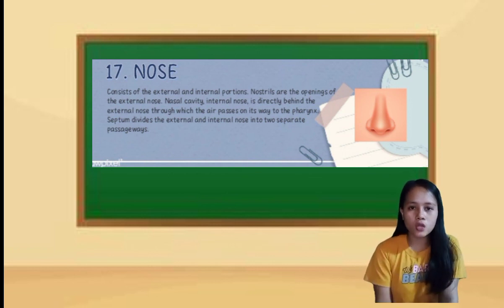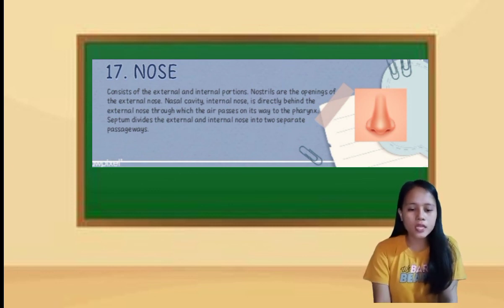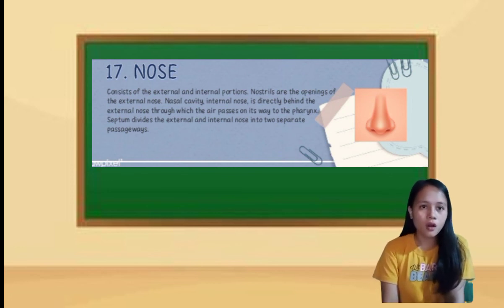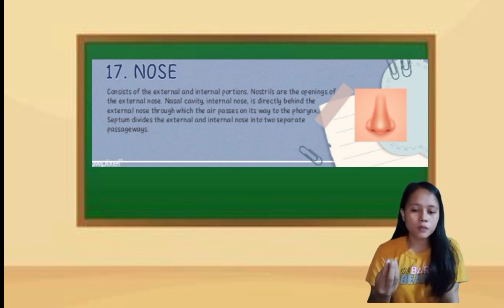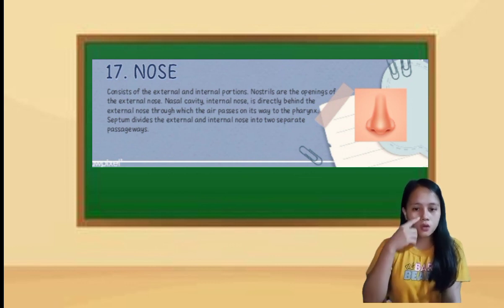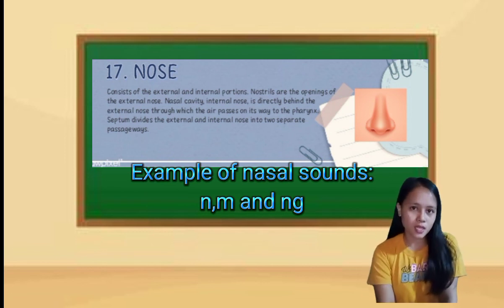When we produce sounds, we need air from our nose. For example, the sounds which are produced with the nose are called the nasal sounds. Okay? When we speak, the sounds that are produced with our nose, that is what is called nasal sounds.